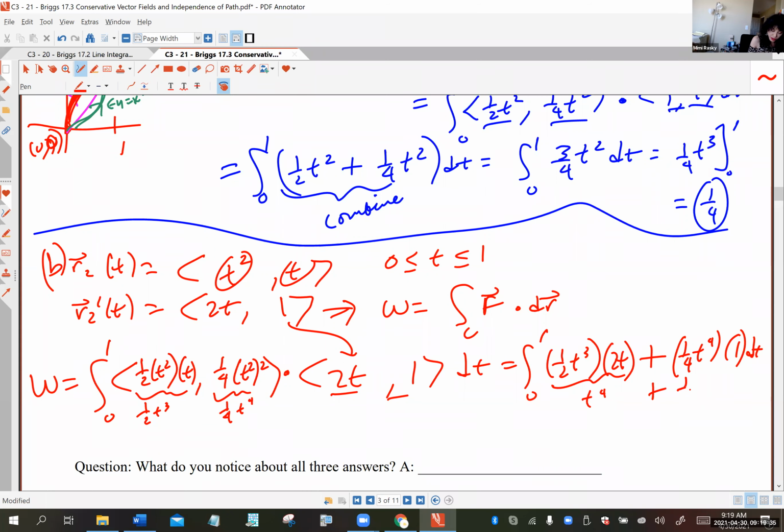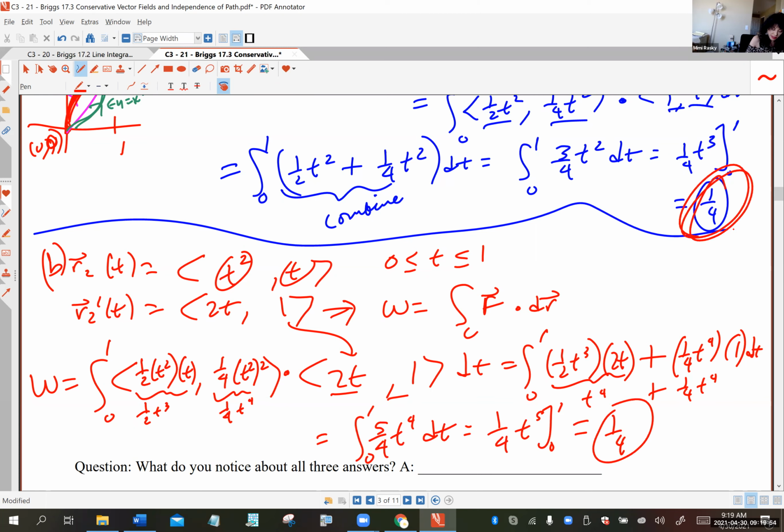and you're adding that to another t to the 4th term, so why not combine? They're like terms. And I am going to combine. I get 5/4 t to the 4th, and when I integrate, I get 1/4 t to the 5th, going from 0 to 1. I still get 1/4 as the answer. Oh my goodness, I got the same answer. Look at this. The previous answer was a 4th, and this new answer is a 4th. Was that just a fluke?